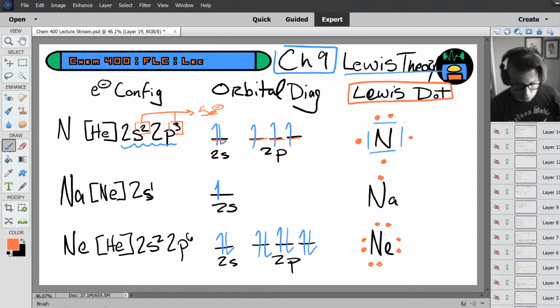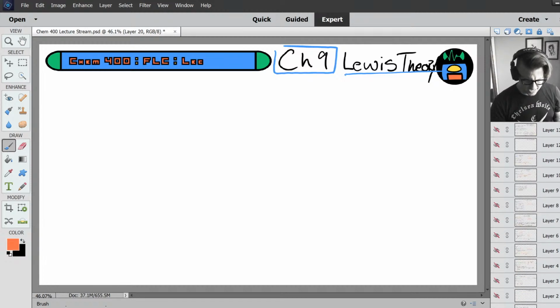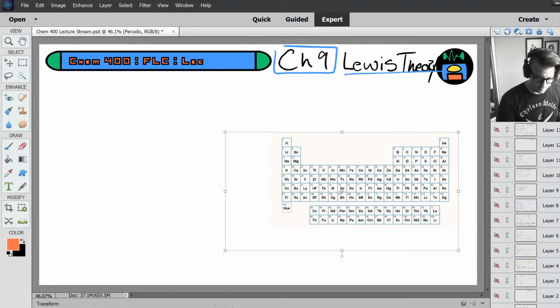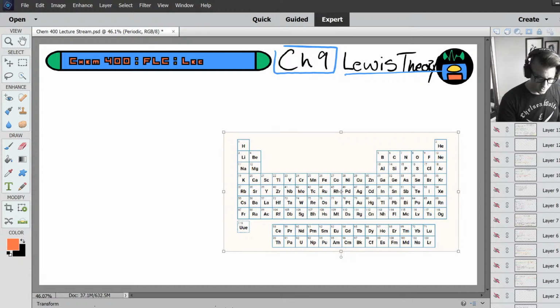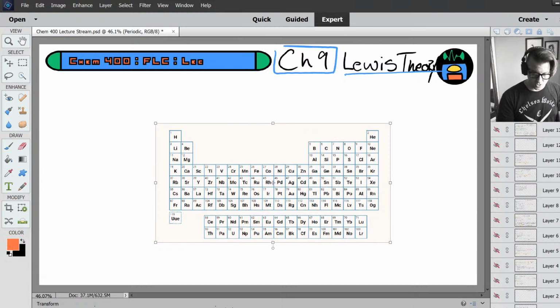Now, when it comes to drawing Lewis dot structures, you may be wondering, do I have to write out the electron configuration orbital diagram for them each time? And the answer is no. There's actually a quick way to draw these out based on their position on the periodic table.